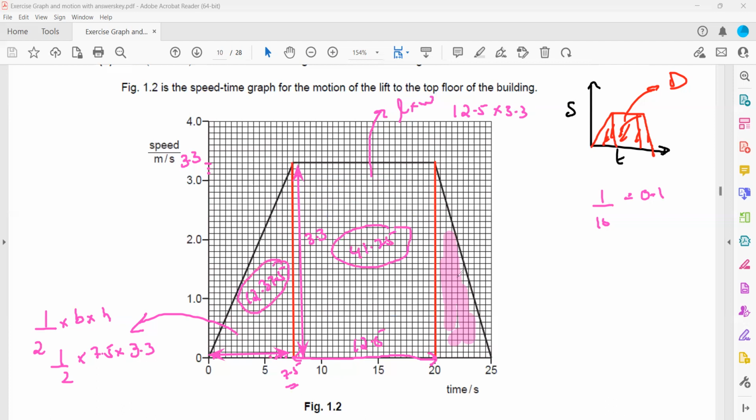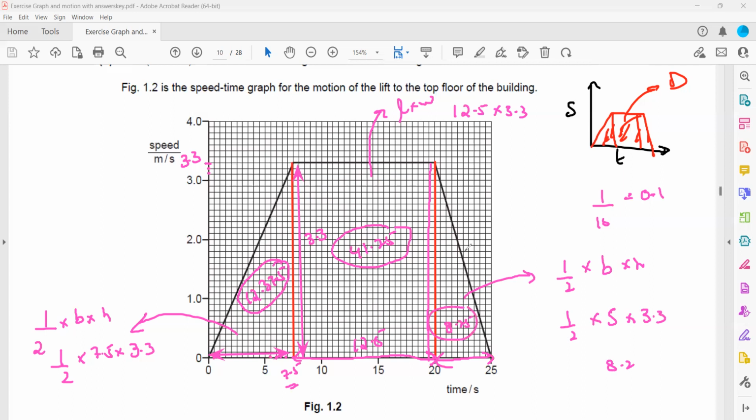12.375 is the area of the first triangle. Now we'll calculate the area of the last triangle, which is half base times height. So half, what about the base? It is starting at 20 and ending at 25, so that's equal to 5. And the height is the same, 3.3, which gives 8.25. So this answer is 8.25.